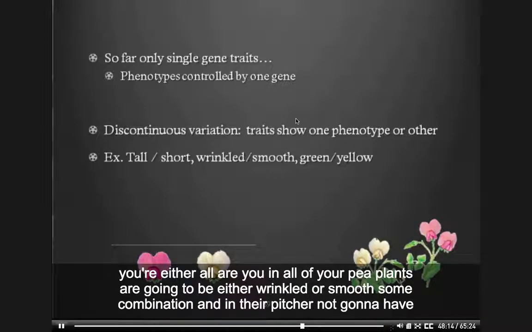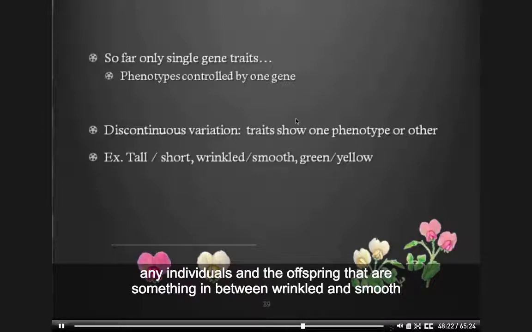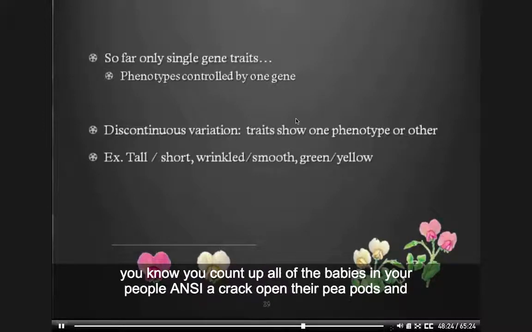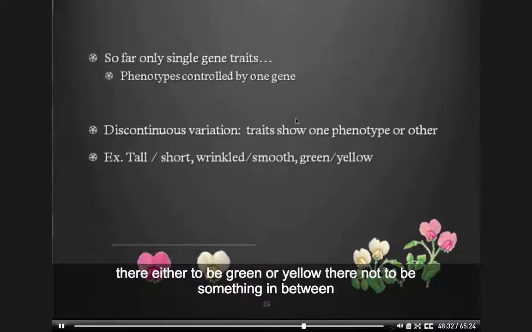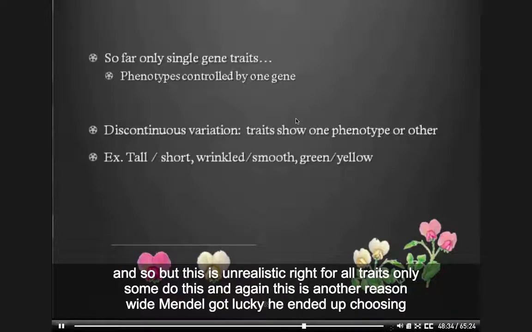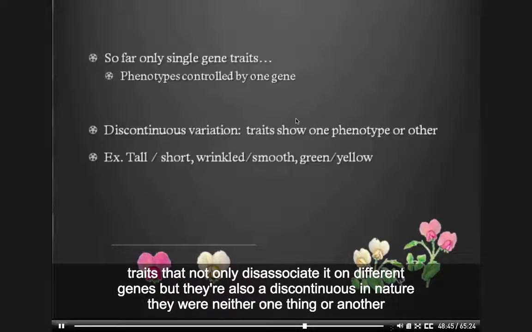Your pea plants are going to be either wrinkled or smooth, some combination in there, but you're not going to have any individuals in the offspring that are something in between wrinkled and smooth. You count up all of the babies in your pea plants and you crack open their pea pods, and they're either going to be green or yellow. They're not going to be something in between. But this is unrealistic for all traits. Only some do this. And again, this is another reason why Mendel got lucky. He ended up choosing traits that not only disassociated on different genes, but they were also discontinuous in nature. They were either one thing or another.